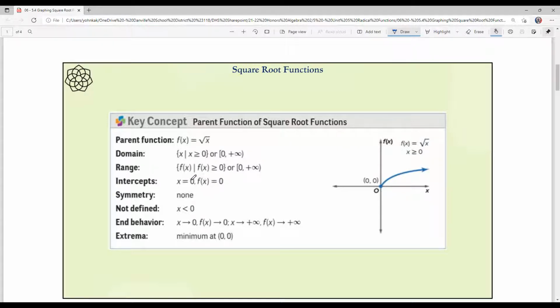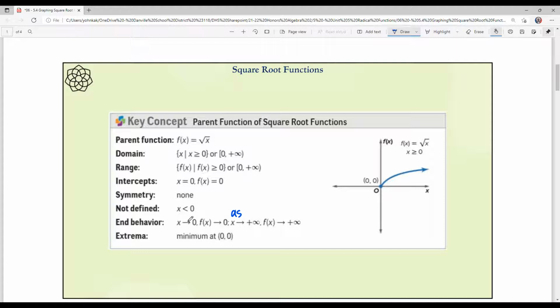The intercept or root is x equals 0. There is no symmetry. It is not defined for less than 0. That's because you cannot square root negative numbers. Notice the end behavior here looks a little different. The second end behavior is normal. As x approaches positive infinity, f of x approaches positive infinity.